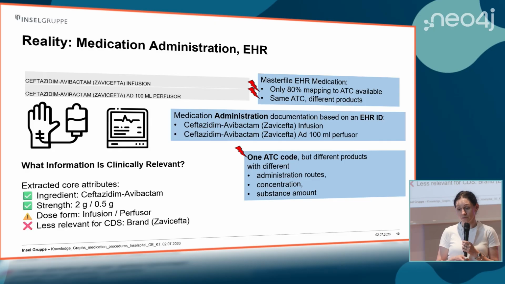So what information is clinically relevant? First of all, we need an ingredient. So the most important thing is the ceftazidime avibactam and also the strength, so how many milligrams of substance were administered. What is not really important is the brand name. And so this is actually something we do not rank as the highest priority.